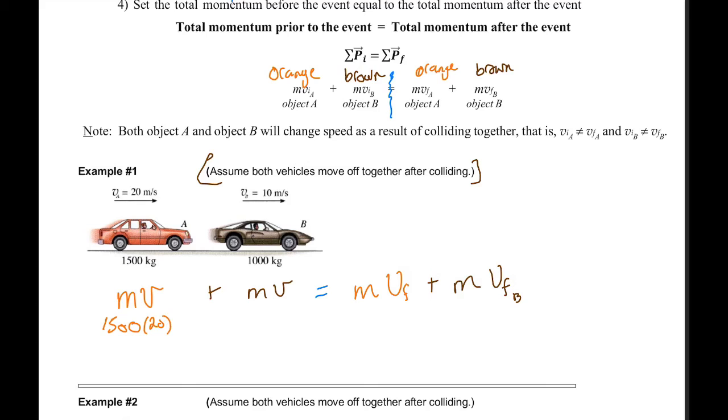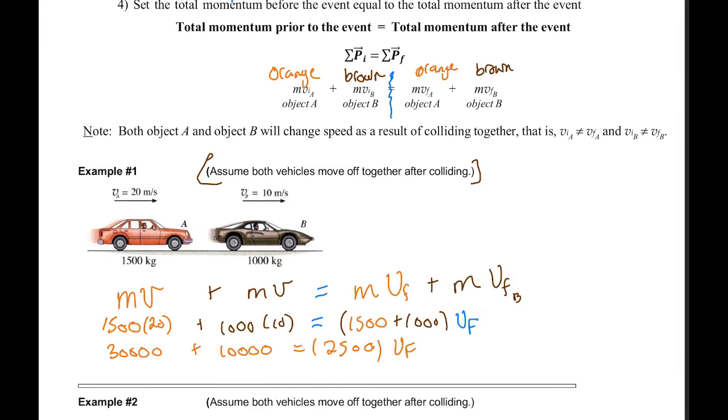15,000 times 20 plus 1,000 times 10 equals, then they stick together in the end. So we have the mass of 15,000 and the mass of 1,000 all stuck together with some final velocity. So we're just combining these terms together to say there's one v final value. So let's solve for that v final just using algebra. We get a final velocity of 16 meters per second for the combination of the two moving forward.